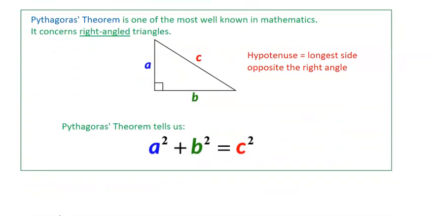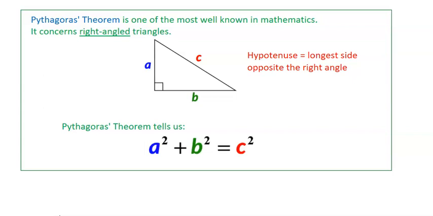Pythagoras' theorem is one of the most well-known theorems in mathematics. It concerns right-angled triangles. There are a few formulae that we have in mathematics that every time you see a right-angled triangle, you need to think of them, and this is one of them. So right-angled triangles, Pythagoras' theorem.